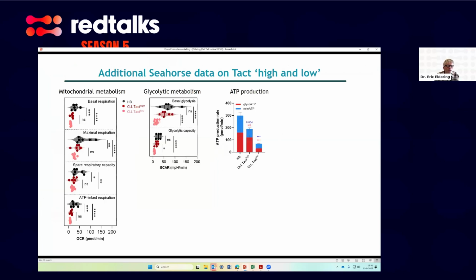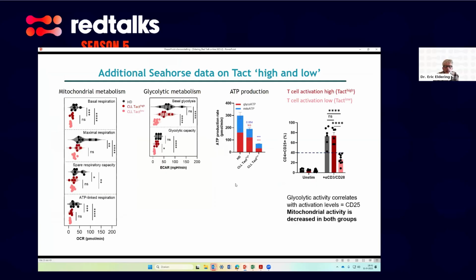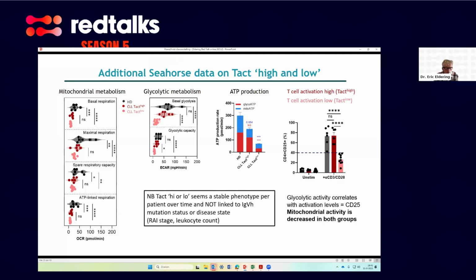And this is a more detailed depiction of that, and it's true for all kinds of aspects that you can measure with the Seahorse machine. We will go a little bit quicker. And here on the right, you see this. So there's cells that, if you look at the CD25, which is an activation marker of the T cells, there are cells that are permanently low and cells that actually seem to be normal in that respect. But the mitochondrial activity, as you can see on the left over here, is decreased in both groups. So there's something wrong with the mitochondria in CLL T cells.